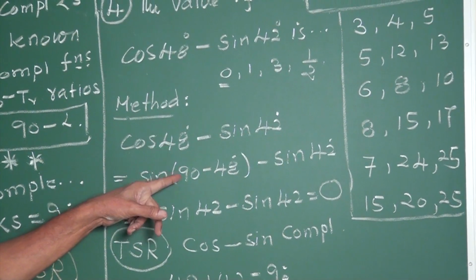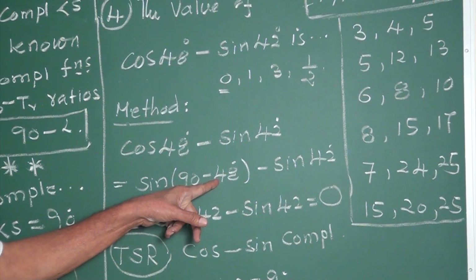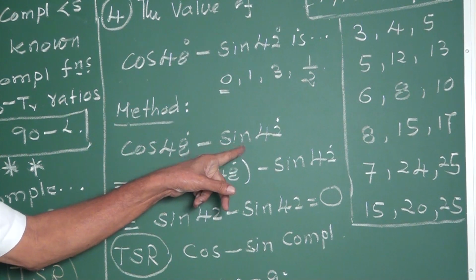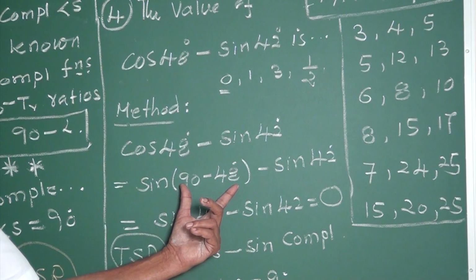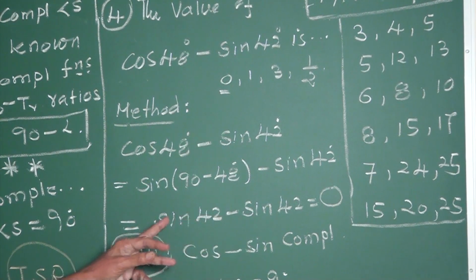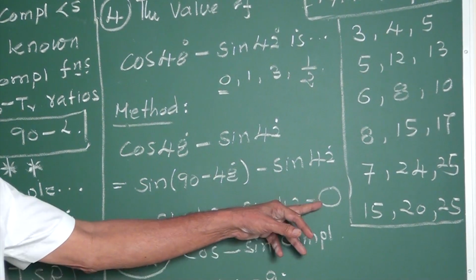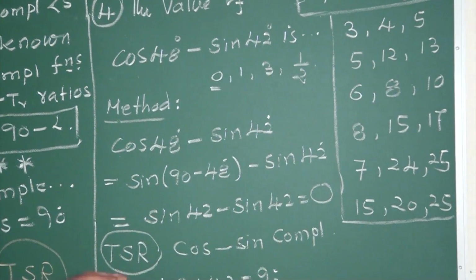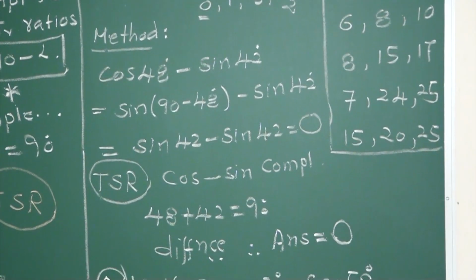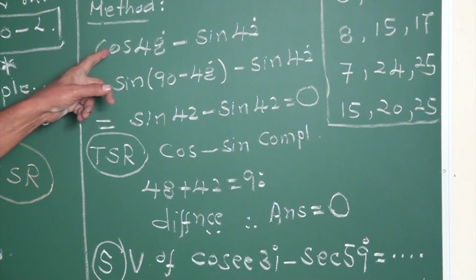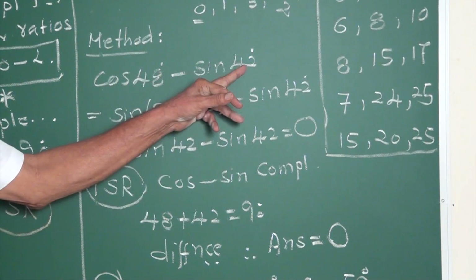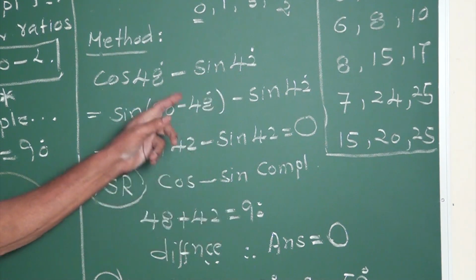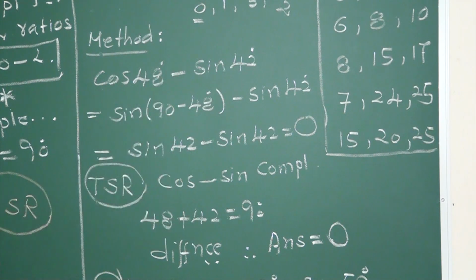Angle is 48. Replace with 90 minus 48. You keep this as it is. Write sin 42 as it is. Sin. 90 minus 48 is 42. It is sin 42 minus sin 42, which is what? 0. This is TSR, time saving result. Sin, cos, sin, complementary. 48 plus 42 is 90 degrees. Difference means what? 0.